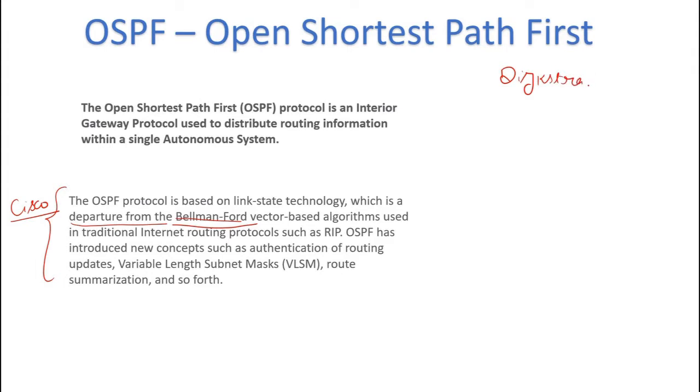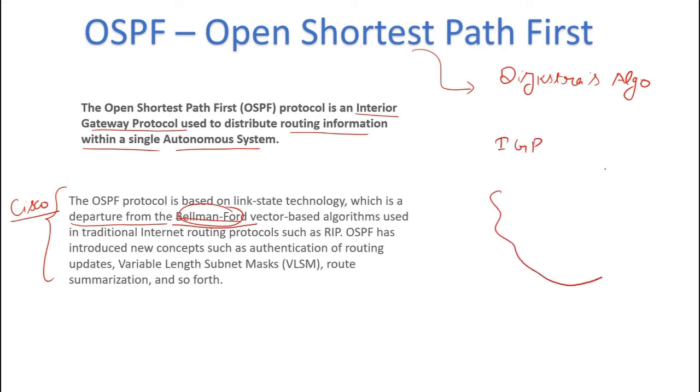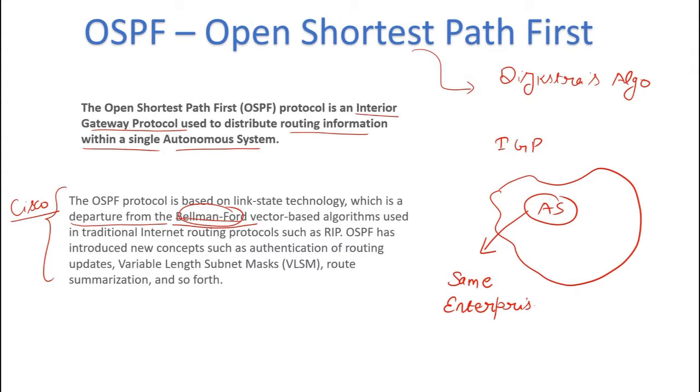Dijkstra's algorithm for the calculation of the path. So RIP uses Bellman-Ford and OSPF uses Dijkstra's algorithm. The OSPF protocol is an interior gateway protocol used to distribute routing information within a single AS. We discussed that whatever IGP protocols we have, they are used to share information within an AS. Within an AS means the routers of the same enterprise. That's where we run our OSPF, right?